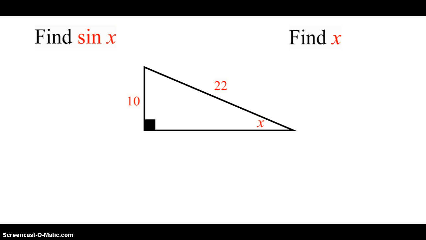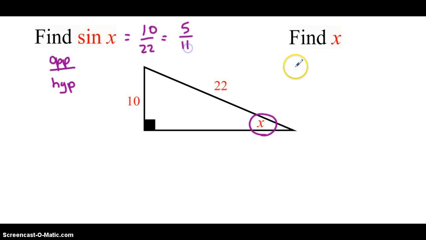Well, if I'm asking you to find the sine of x, I'm asking you to find the ratio of the opposite side to the hypotenuse with respect to the angle marked as x, right here. So the sine of x is the ratio of opposite over hypotenuse. Therefore, it would be 10 over 22, and if we simplify that fraction, we get 5 over 11. So that would be the sine of x.